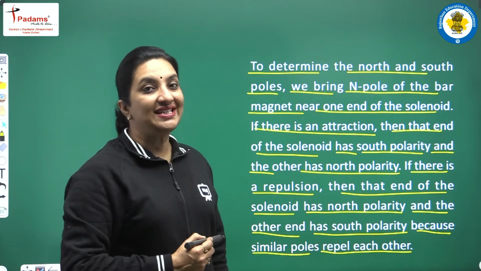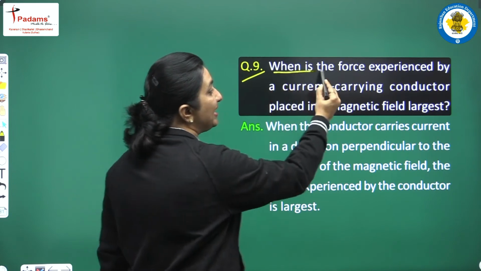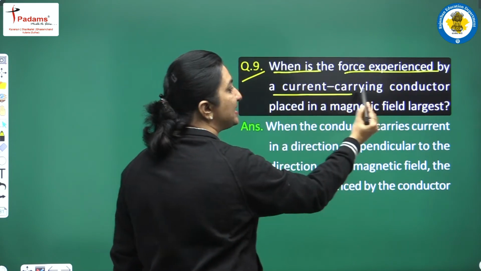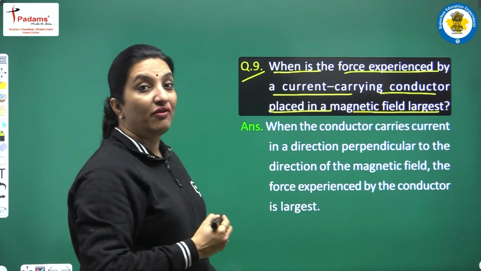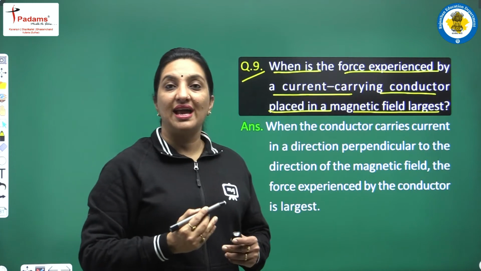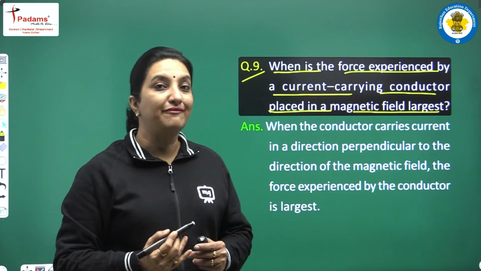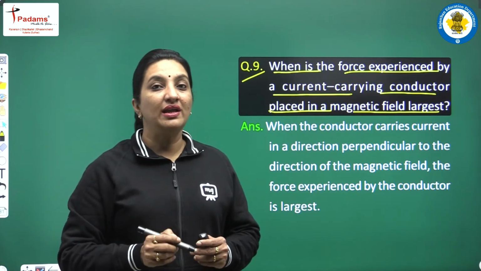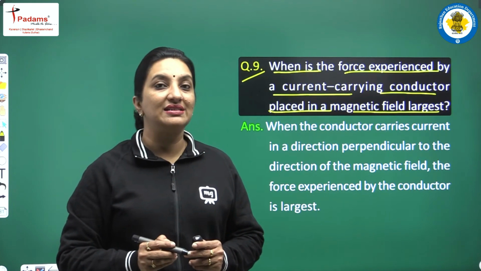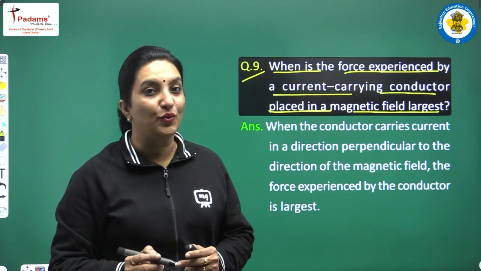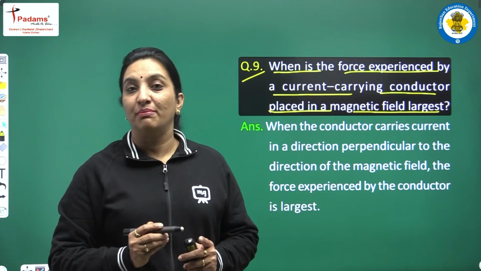Right students? So let's see the next question, which is question number 9. When is the force experienced by a current carrying conductor placed in a magnetic field largest? We know, students, that a current carrying conductor experiences a force when it is placed in a magnetic field, and we learnt that we determine the direction of this force by Fleming's left hand rule. Now students, here they have asked when this force will be maximum.